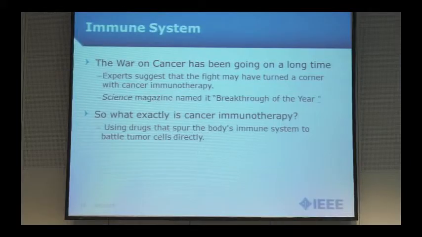And what about the immune system? Unfortunately, we're all susceptible to things that could go wrong with our immune system. And the war on cancer, for example, has been going on for a very long time. There is some evidence that the experts suggest that they may have turned a corner on fighting cancer with immunotherapy. And this is in a Science magazine article called Breakthrough of the Year. So basically, they're finding new ways to actually get into the body and fix things that are going wrong.